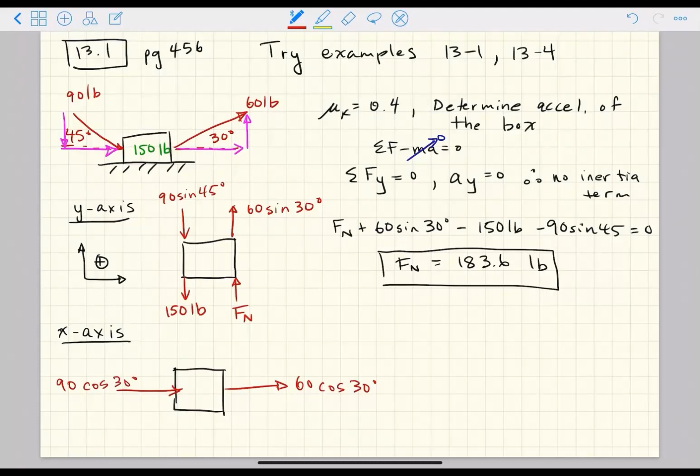We have a frictional force. Now this frictional force, we have to be careful here, it does not oppose the acceleration, it just opposes the direction of movement. And that's a very fine line. And I will talk more about that when we get into more of these types of problems. But remember, the inertia term always opposes acceleration. The frictional force just opposes the motion.